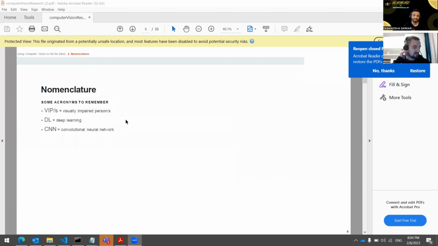I'm going to use throughout the presentation a couple of acronyms. So when I say VIP, I don't mean very important person. I mean visually impaired person. DL is for deep learning, and CNN is for convolutional neural net.